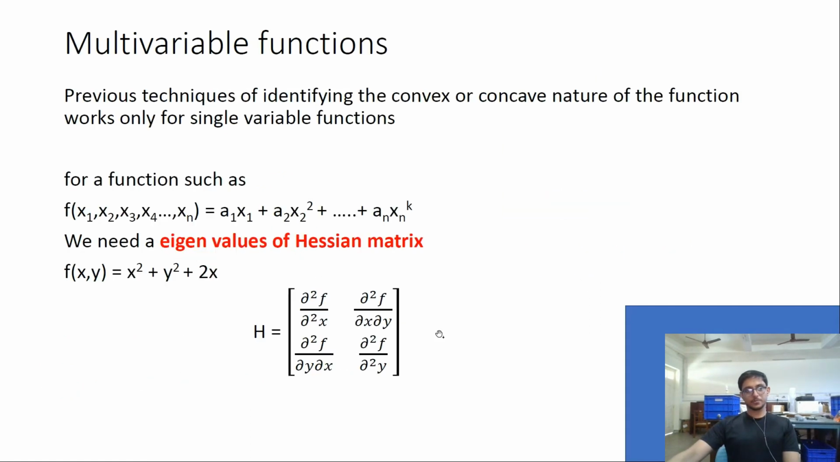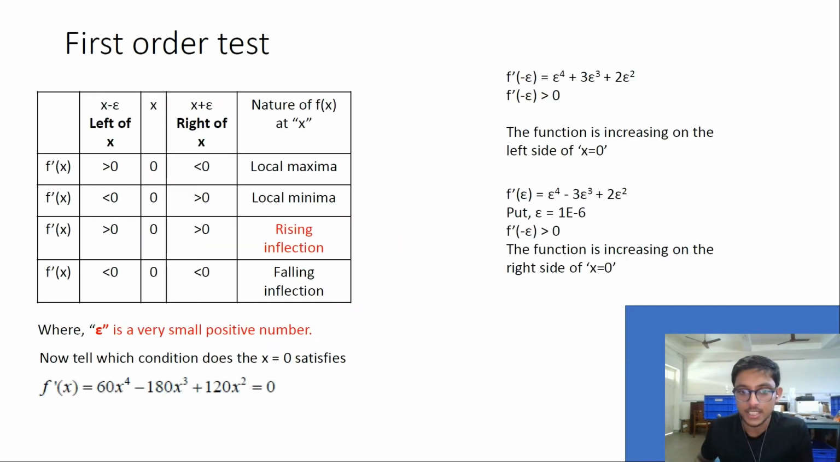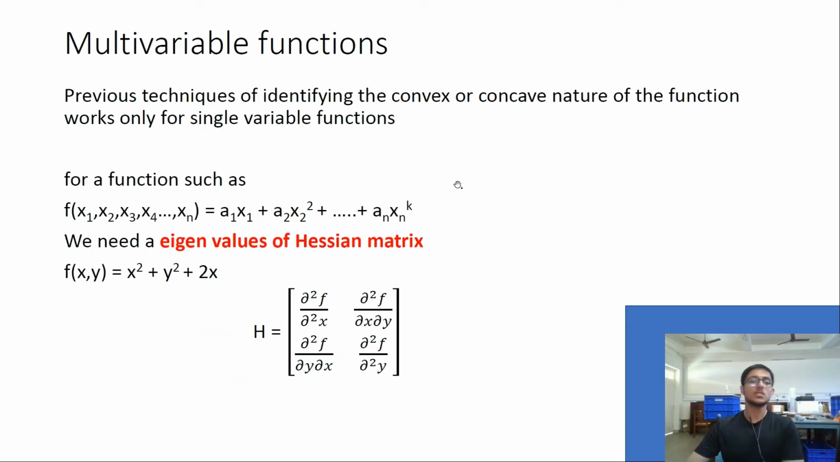Okay. So what about the case of multivariable functions? All these things that we discussed, you can do for a single variable function. But what about a multivariable function? For a multivariable function, we have to make something called a Hessian matrix. Let's take an example, and then we'll make the Hessian. Basically, it is the matrix of the double derivative. How I like to make this matrix, I will share with you.